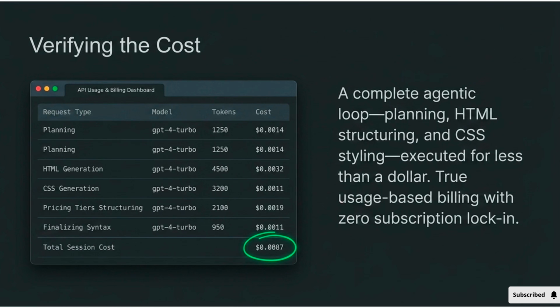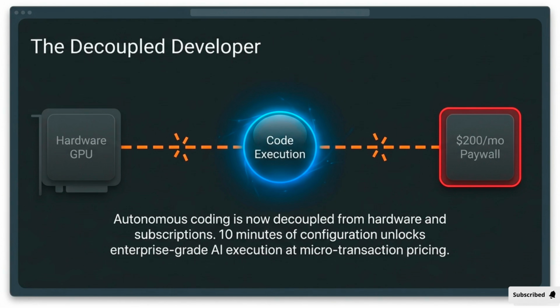Verifying the cost shows that a complete agentic loop, including planning, HTML, and CSS structuring, was executed for less than $1. This is true usage-based billing with zero subscription lock-in. Autonomous coding is now decoupled from hardware and subscriptions. A brief configuration process unlocks enterprise-grade AI execution at microtransaction pricing.